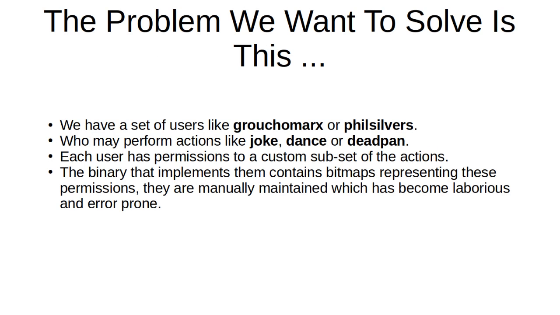The problem we want to solve is this. We have a set of users like Groucho Marx or Phil Silvers who may perform actions like joke, dance or deadpan. Each user has permissions to a custom subset of the actions. The binary that implements them contains bitmaps representing these permissions. They are manually maintained, which has become laborious and error-prone.